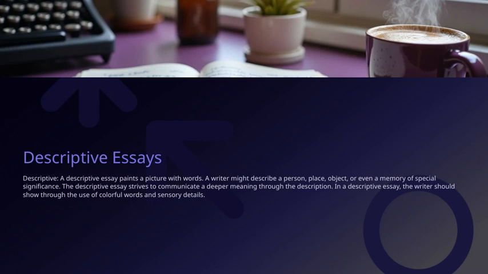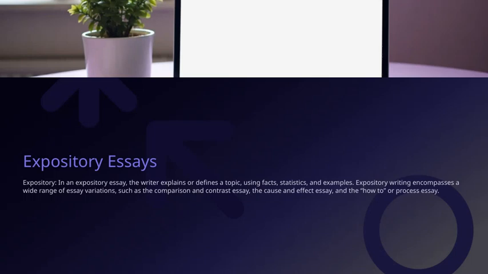To do that effectively, you'll want to use colorful, vivid words and include sensory details, things like sights, sounds, smells, and textures that bring your subject to life. Remember, the key is to show, not just tell. Use your words to create a vivid image that allows the reader to experience what you're describing as if they were there with you. This approach makes your writing more engaging and meaningful, tying back to our overall theme of creating rich, expressive writing.